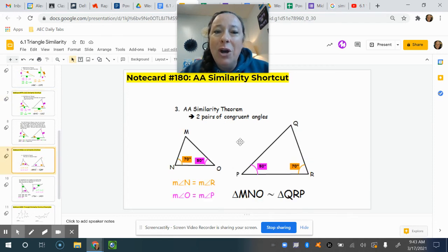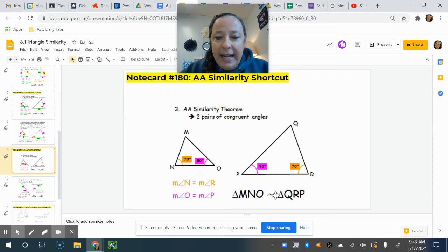All right, now, note card 180 is the angle similarity shortcut. So again, this one just says if you know two angles are congruent, you're good to go. So look at this image. We've got a 50 and a 50 and a 70 and a 70. Angle N is equal to angle R. Angle O is equal to angle P. We've got enough. This is the easiest one, okay?